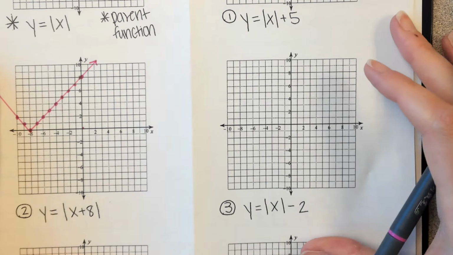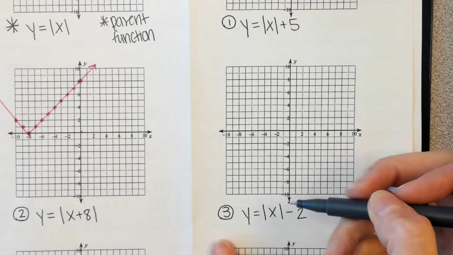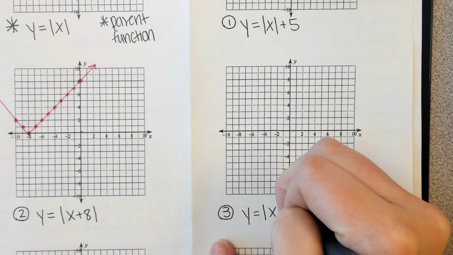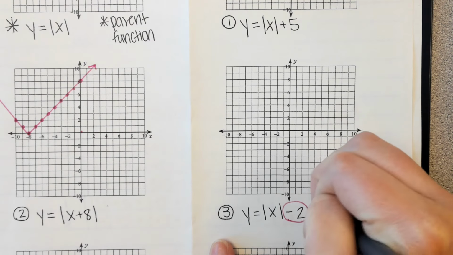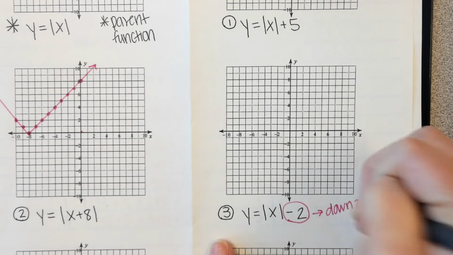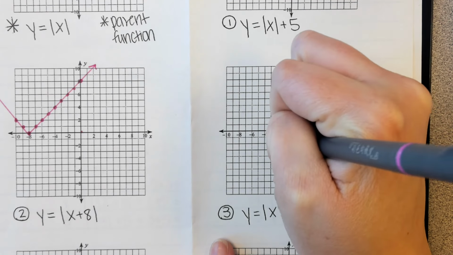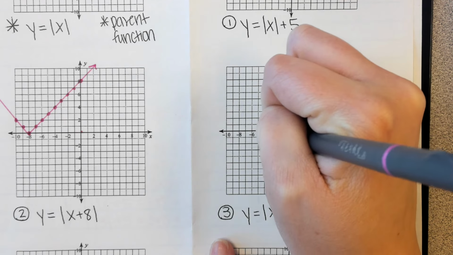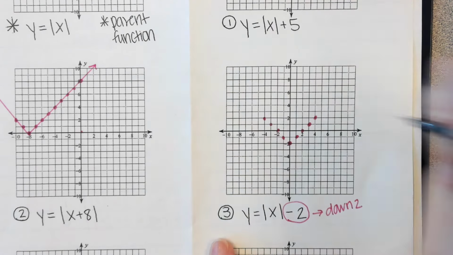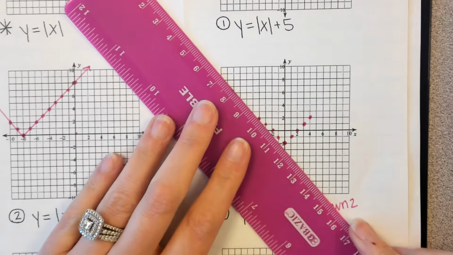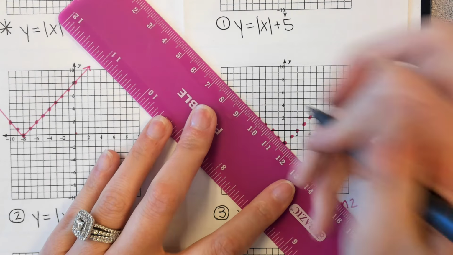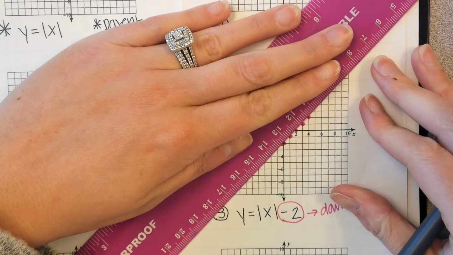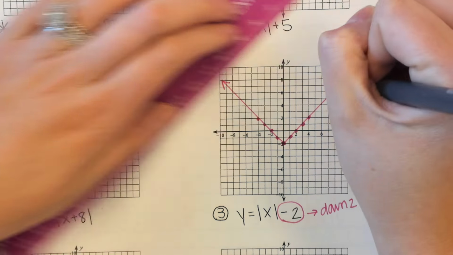Let's do another example. Number 3, we're not going to do a table of values. We're just going to look at how this has been shifted. So we have a negative number on the outside. So that tells us we're moving down 2. So instead of being at 0, 0, we're going to go down 2. And we'll go up 1, over 1 on each side. Connect your points to make a line on each side. And there you go.